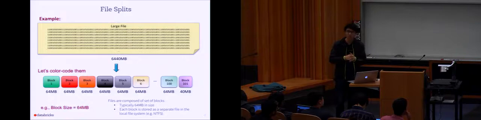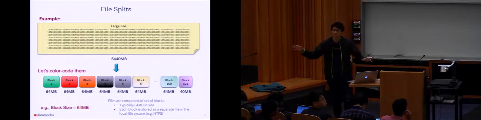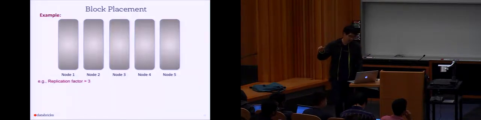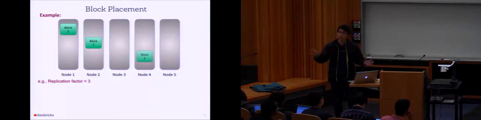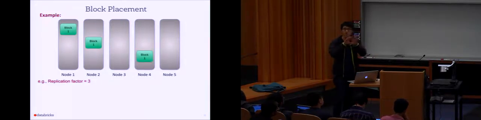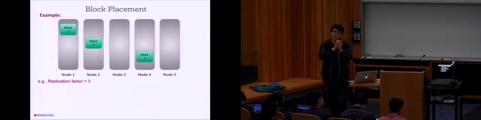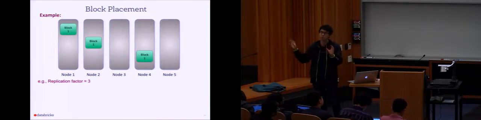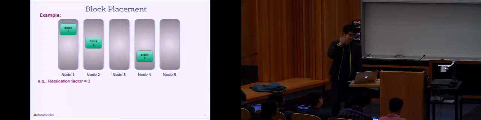So first, you divide the data into blocks. And then you need to place these blocks in different places. The way they do it is, by default, you replicate the block 3 times. Basically, each 64 megabyte block is replicated 3 times. You write one copy somewhere, another copy in another place, and a third. And you do this all over the place.